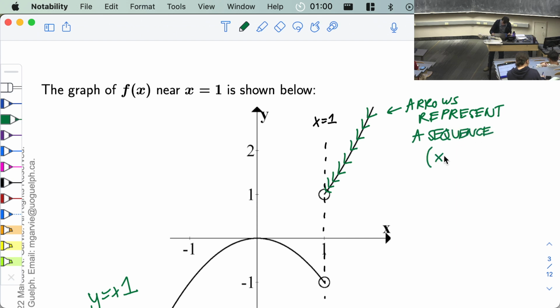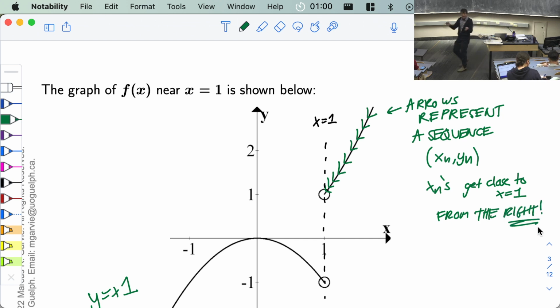So I guess they're pairs, xn and yn, and the xn's get close to x equals 1 from the right. The xn's represent a sequence going down to x equals 1 from the right side. I've drawn it as these little arrows, so hopefully you can see how those little arrows are like what we saw in Desmos.